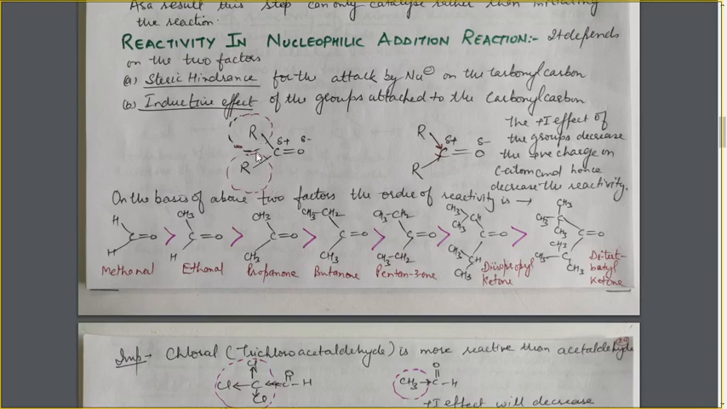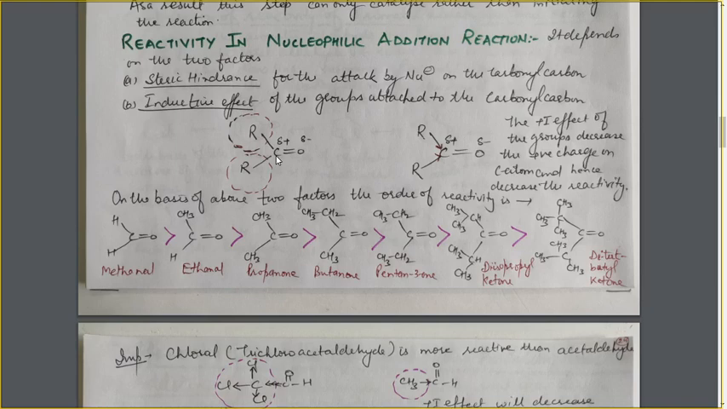So if these two groups are very bulky, the nucleophile cannot easily attack this carbon. Why? Because the nucleophile cannot approach from the front side, because this negative charge will repel the negatively charged nucleophile. So it has to attack from the opposite side, and if on the opposite side there are bulky groups, the attack will be very much less. So the presence of these bulky groups on this carbon will hinder the attack of nucleophile and hence decrease the reactivity.